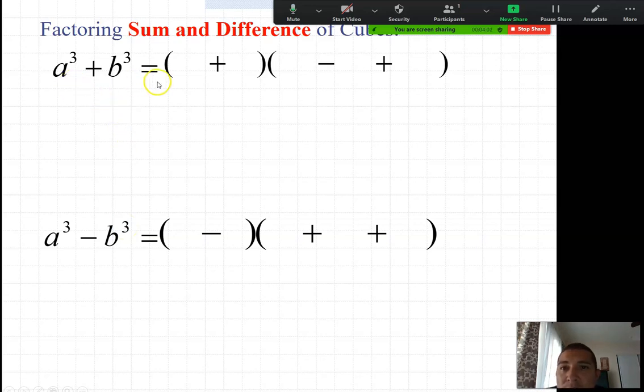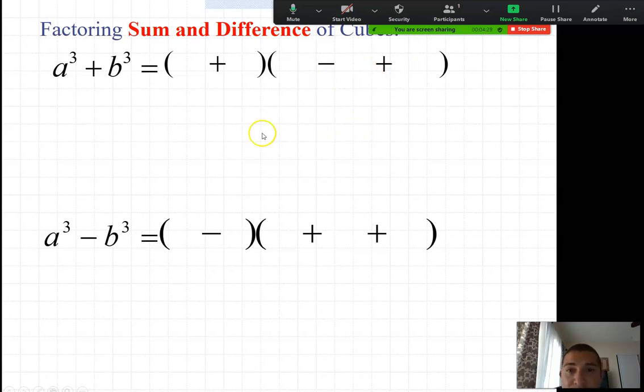So what I like to do here is set up the template of what the factoring technique is going to look like. So a to the power of 3 plus b to the power of 3, b cubed, is equal to, you're going to have something here plus another term, and you have a second product with 3 blanks inside.